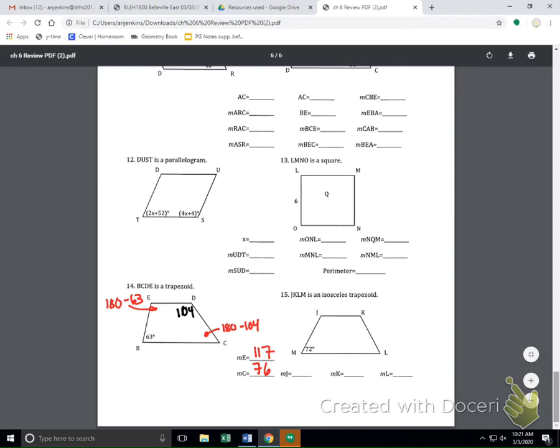Over here, this one tells you it's an isosceles trapezoid. That means that these two are going to be congruent sides. Base angles of an isosceles trapezoid are congruent. So that means angle L also has to be 72. So then to find angle K, we do 180 minus 72, which is 108. So 108 for angle K. And then for angle J, they're going to be congruent because it's an isosceles, so it's also 108.